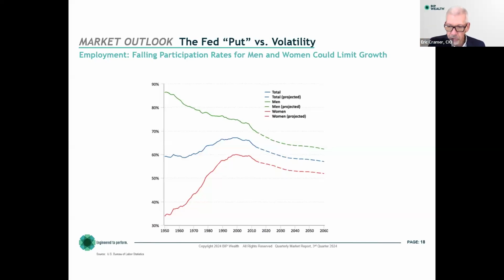And I don't think it matters who's the president. I don't think it matters what else happens in the markets. We're going to see participation rates fall. And again, we've known this was going to happen. It's been happening for a while now. It's only going to continue. It's almost all just a function of demographics.